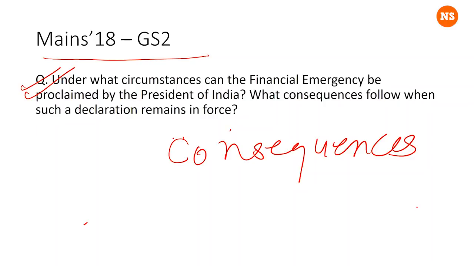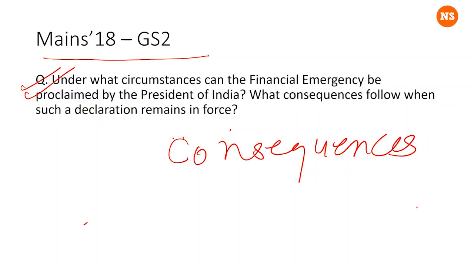So we'll write, thus during the operation of financial emergency, the Centre acquires full control over the states in financial matters, right? So while some experts believe that financial emergency can pose a serious threat to the financial autonomy of the states, it must however be noted that no financial emergency has been declared so far in India. So this is the present situation, right?